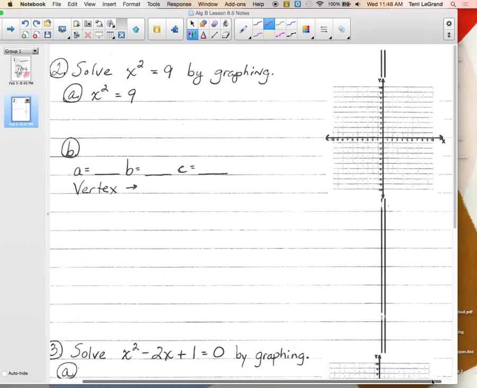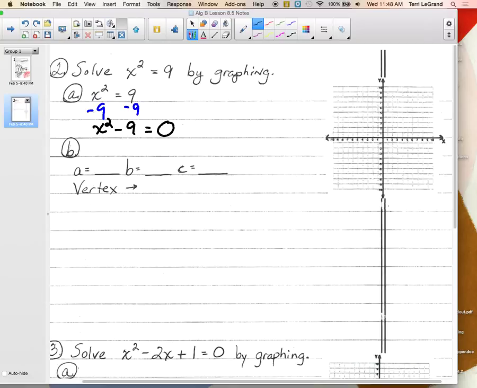Okay, what do we have to do first? Gotta get it set equal to 0. Okay, so what are we going to do to make that happen in this one? Subtract 9. Okay, so now we have x squared take away 9 is 0. Okay? Step B, what do we do in step B?